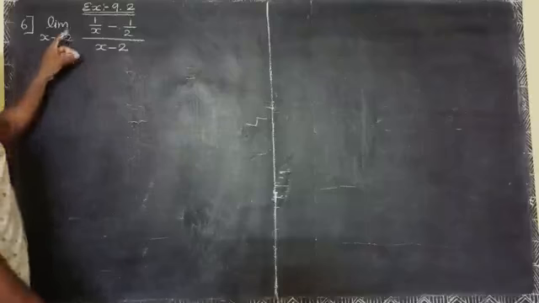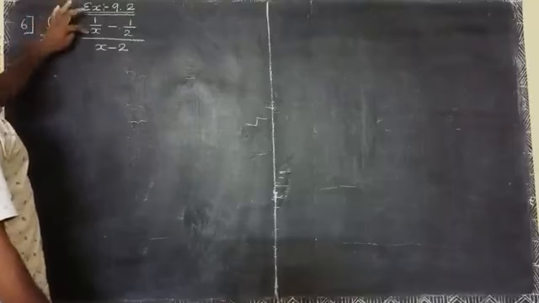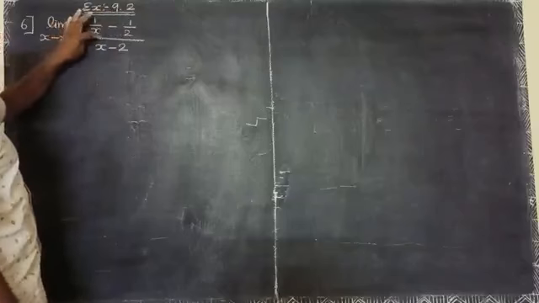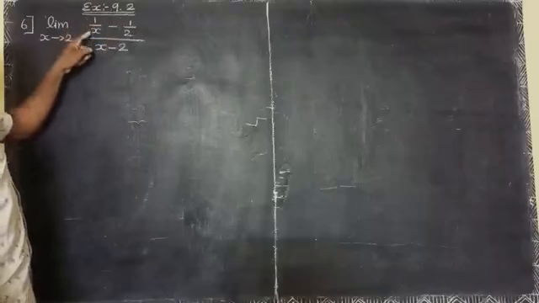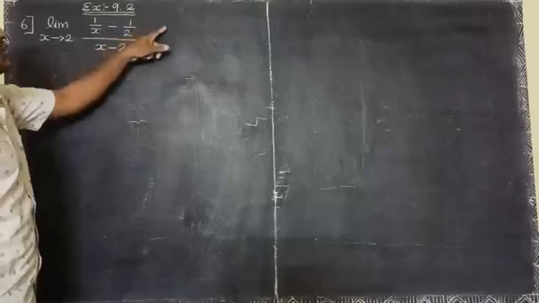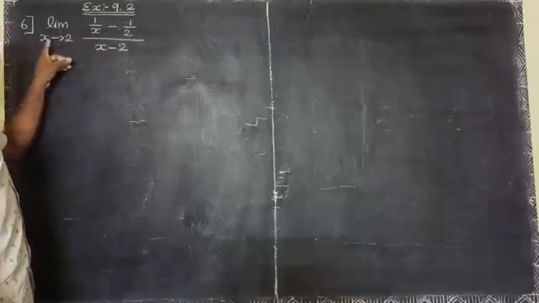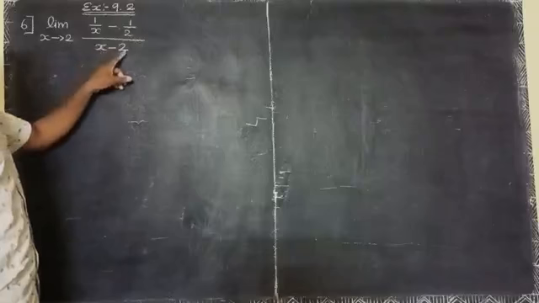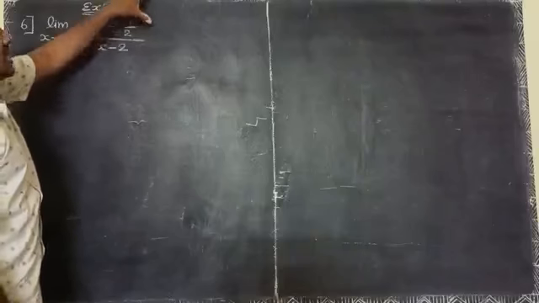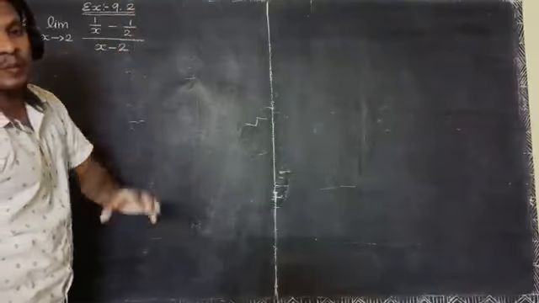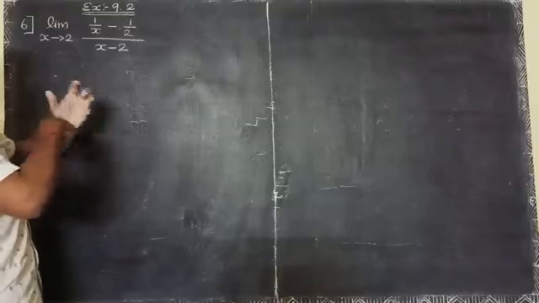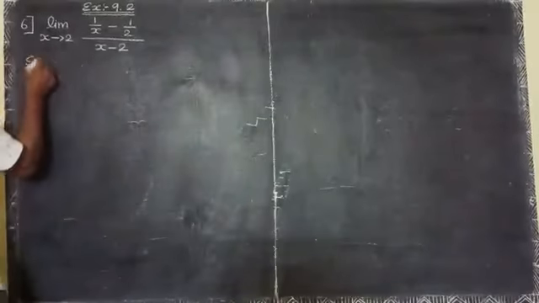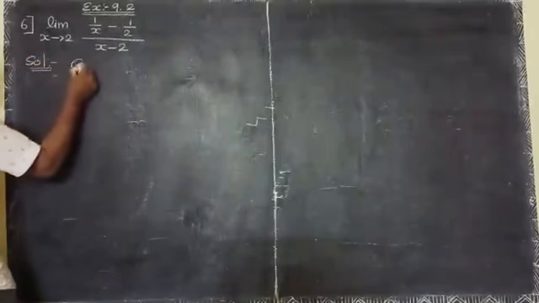Question number 6. Limit as x approaches 2 of 1 divided by x minus 1 by 2, divided by x minus 2. Replace x equal to 2 into the function: 1 by 2 minus 1 by 2, the numerator has 0. Then in the denominator, replace x equal to 2: 2 minus 2, the denominator also has 0. That is 0 by 0, an indeterminate form. So the given function can be written in another format.